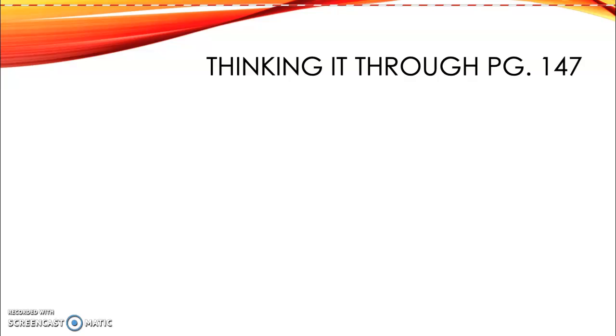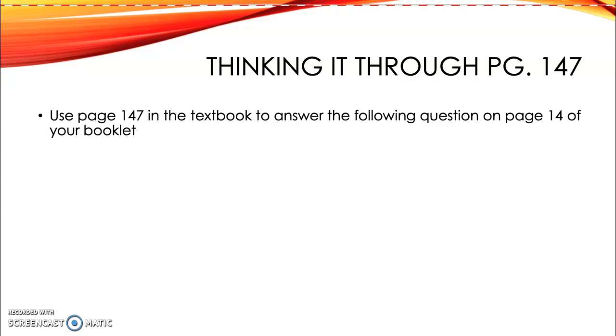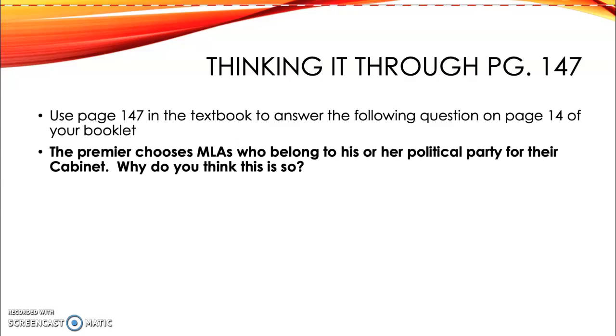So thinking it through, you can read page 147 in the textbook that's posted under your social, so it's textbook chapter 6. So you're going to use page 147 in the textbook to answer the following question in your booklet. The Premier chooses MLAs who belong to his or her political party for their cabinet. Why do you think this is so? So why do you think the Premier chooses MLAs who are in the same political party as them to be part of their cabinet? Think why that might benefit the Premier, and think why having somebody from a different political party might make it more challenging for the Premier to pass bills and things through the government.